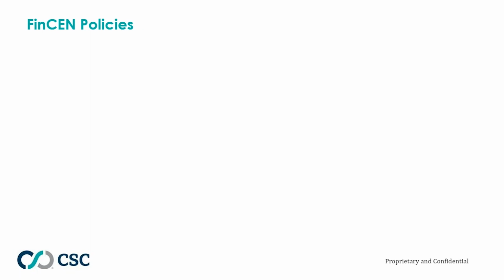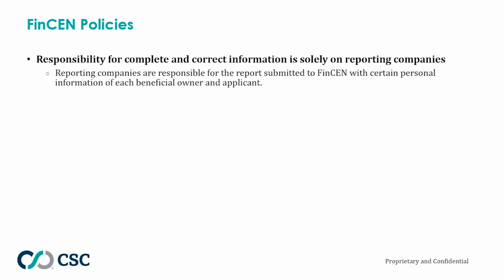To understand the reporting obligations required by the Corporate Transparency Act, it's helpful to understand some of the policies that FinCEN followed in drafting the regulations that determine the reporting requirements. First thing is that the responsibility for providing complete and accurate information is going to fall solely on the reporting company. Reporting companies will be responsible for whatever information they report to FinCEN. So if they get bad information, the company is the one that's going to be responsible for it. Or if somebody certifies that the information is true and correct and it isn't, it's the company that will be subject to any action by FinCEN.